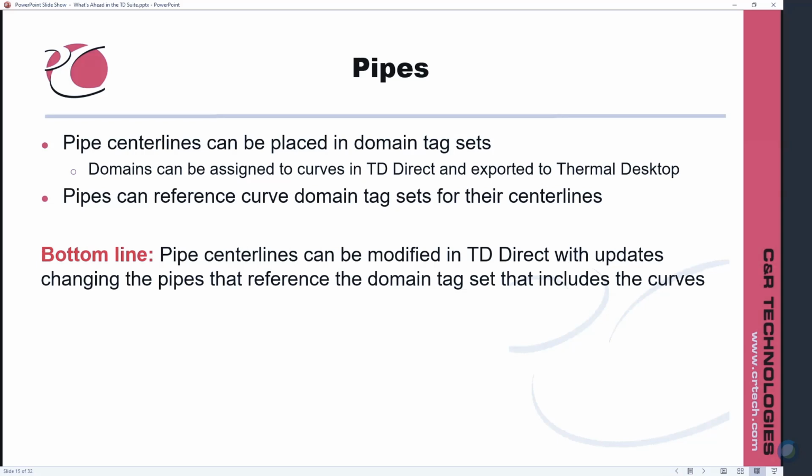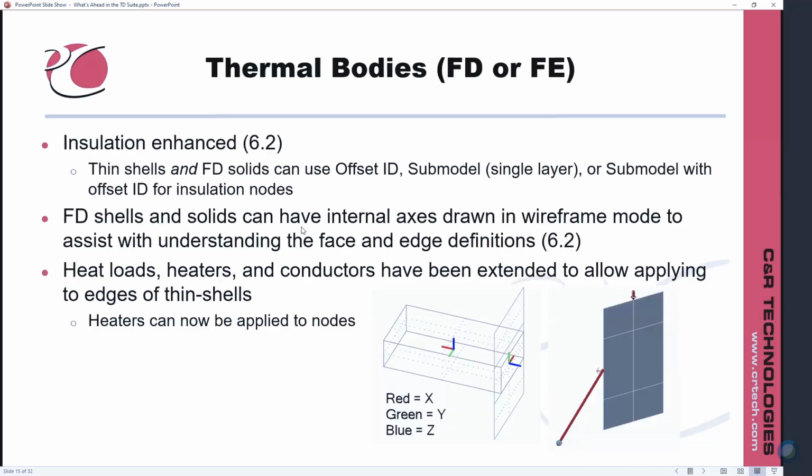Now, this is a pretty big change here with pipes. Pipe center lines can be placed into domain tag sets. And those domains can be assigned to curves within TD Direct and then exported to Thermal Desktop. And then the pipes can reference a curve domain tag set for their center lines. So the bottom line of this is now pipe center lines can be modified in TD Direct with updates changing the pipe that references that domain tag set once you synchronize between the two.